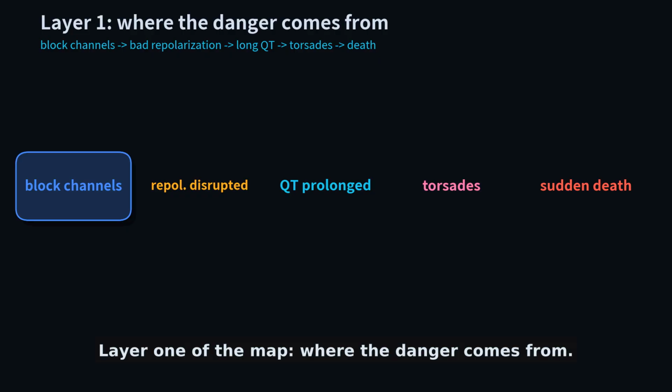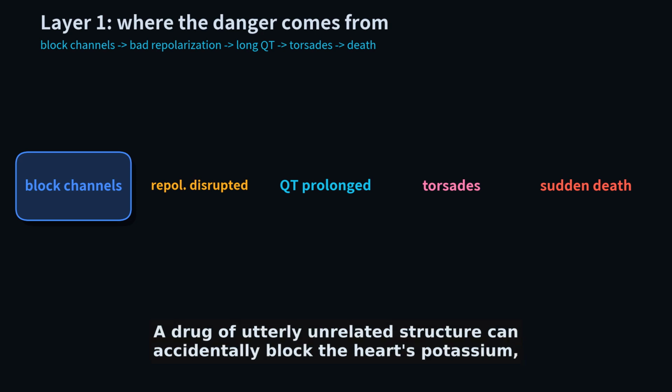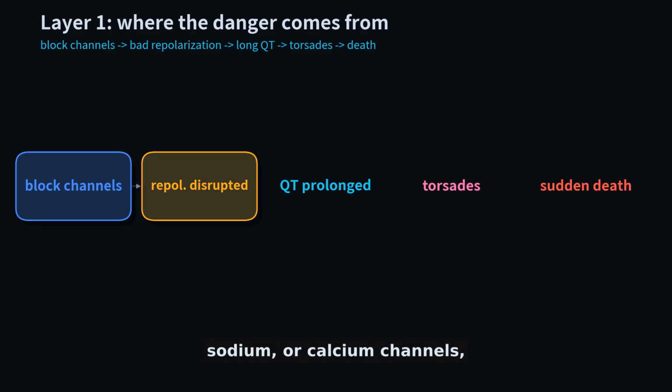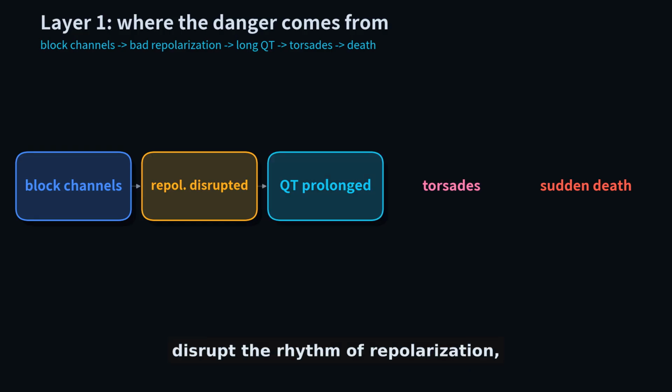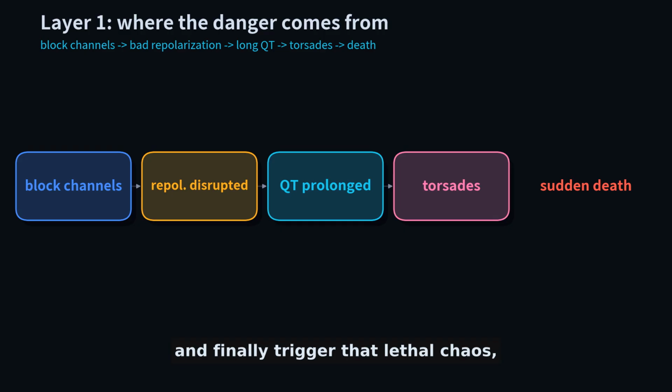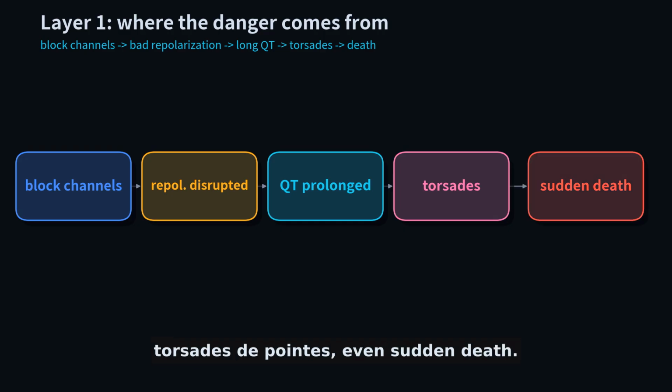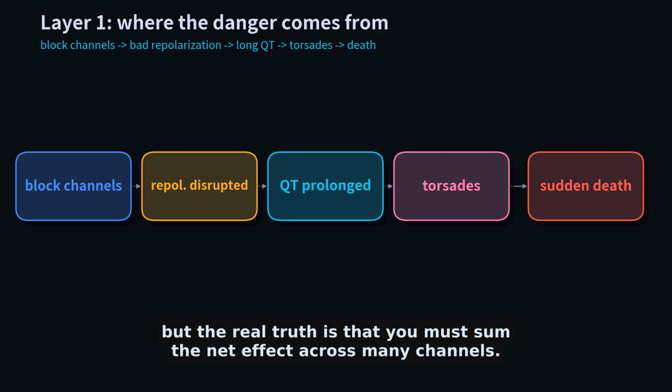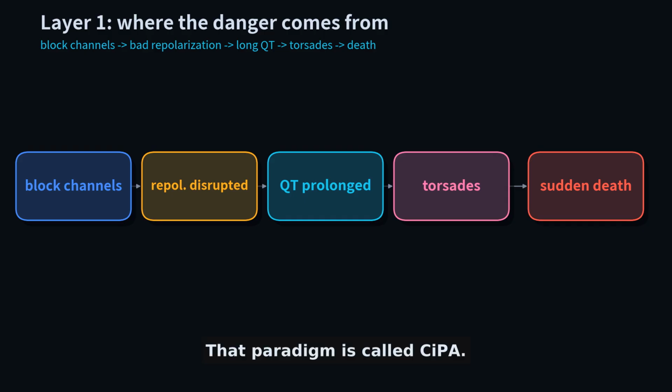Layer 1 of the map, where the danger comes from. A drug of utterly unrelated structure can accidentally block the heart's potassium, sodium, or calcium channels, disrupt the rhythm of repolarization, stretch the action potential and the QT interval longer and longer, and finally trigger that lethal chaos, torsades de pointes, even sudden death. The prime suspect is hERG, but the real truth is that you must sum the net effect across many channels. That paradigm is called CiPA.